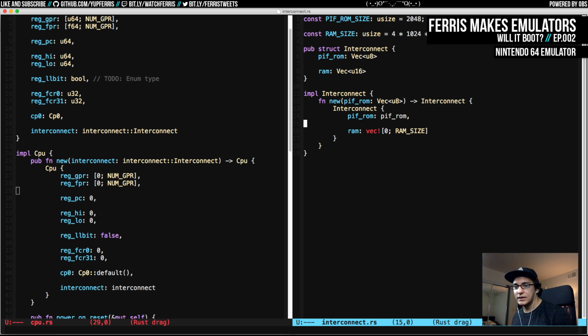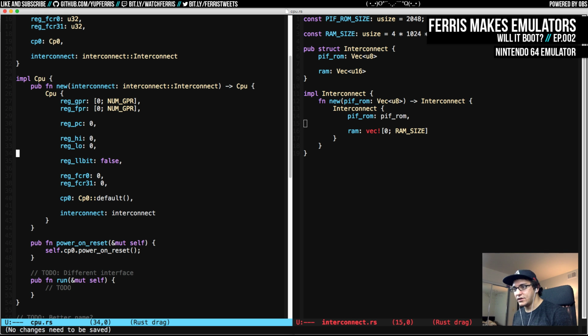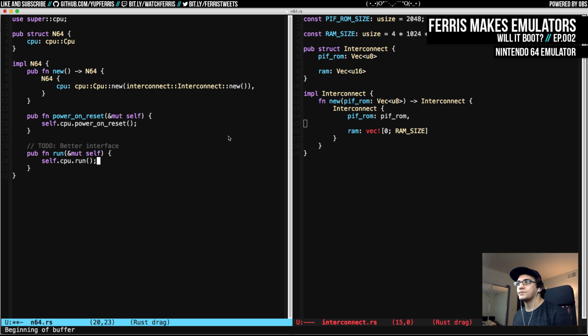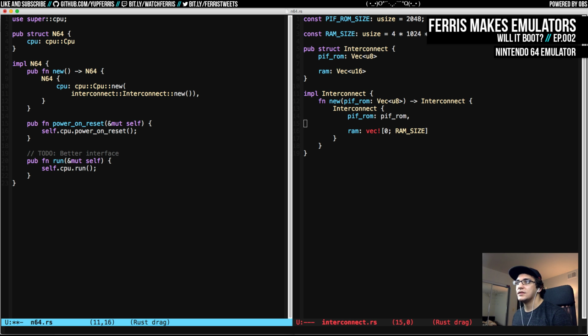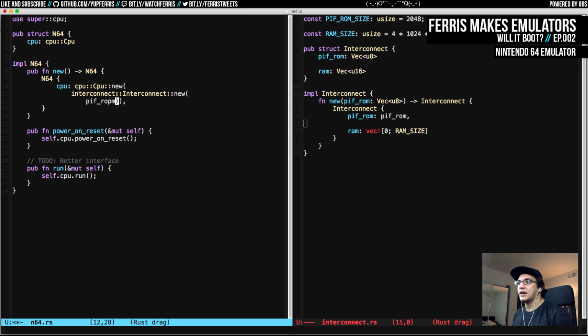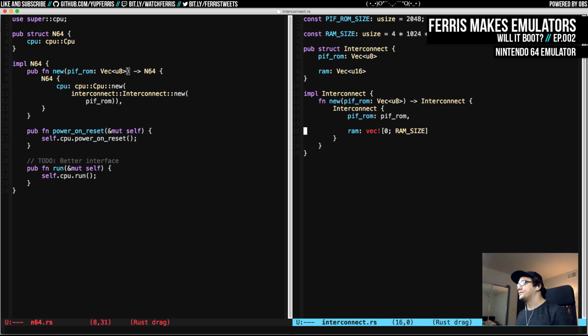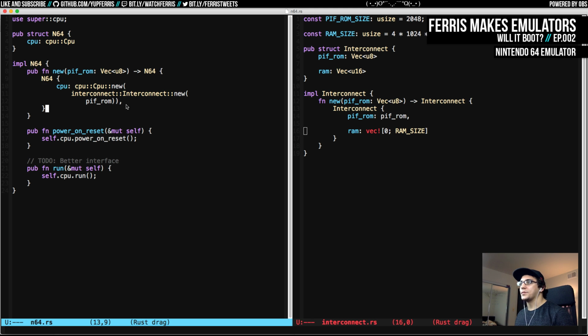Excuse me, my voice is dying. So then when we created this interconnect, which we did on N64, sorry if this is getting a bit hard to follow, we'll be there soon. We'll create this with the PIF ROM, which will take in the constructor here. Or we could have the consumer of the N64 also create the interconnect, but I think it's okay if the N64 creates that object. PIF ROM is going to be a vec of U8s again. And yeah, I started splitting this up on multiple lines because I like multiple lines, even though this was kind of ugly.